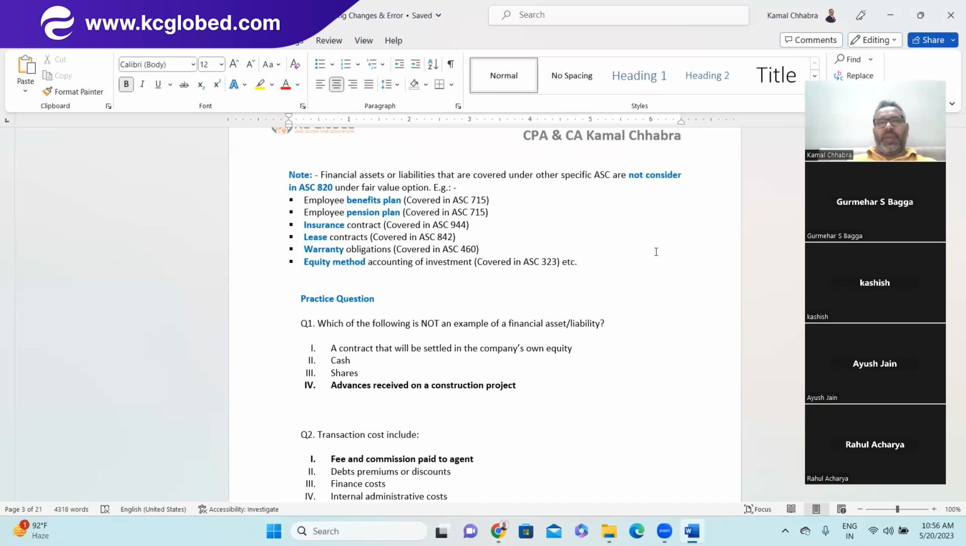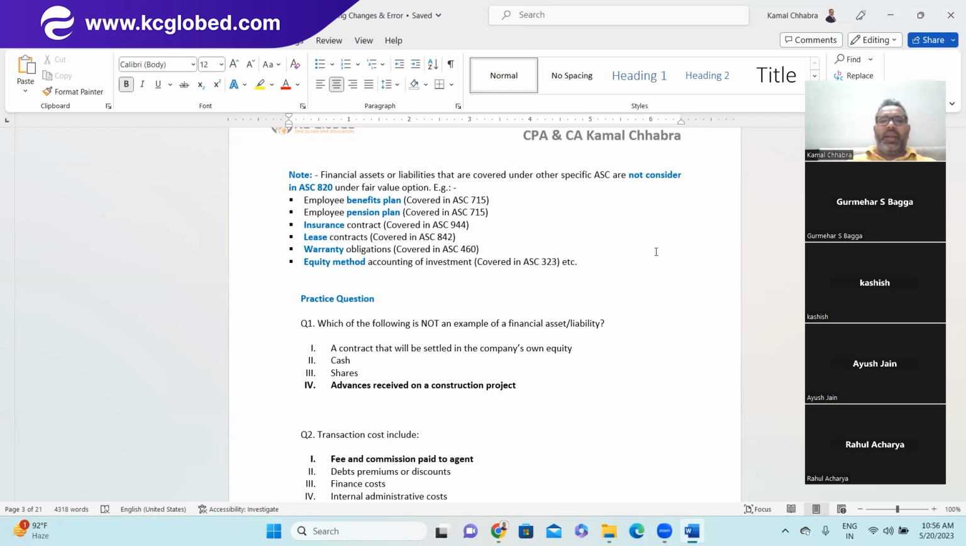When there is a specific accounting standard codification for any particular transaction, then the general accounting standard should not apply. So this is a very fundamental or basic rule of the application of the law. When there is a specific provision available in the law, then you will be choosing the specific provision. But if there is no specific provision available, then you can choose the general provision.